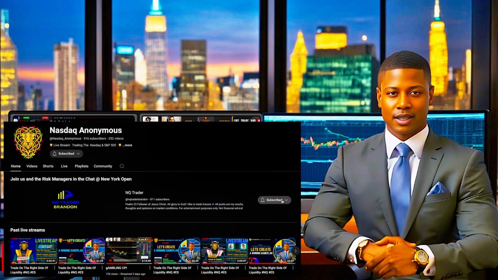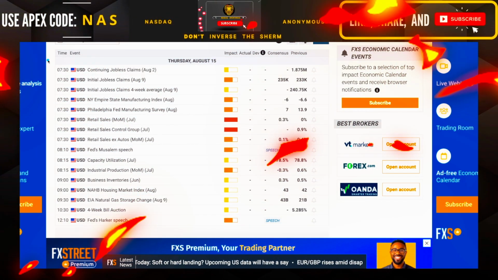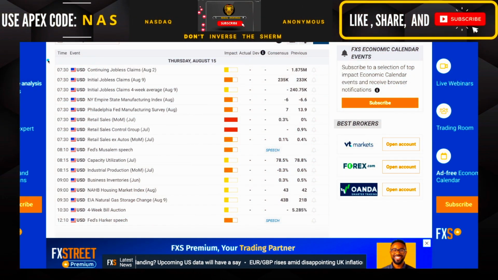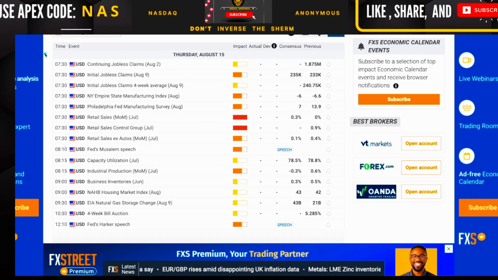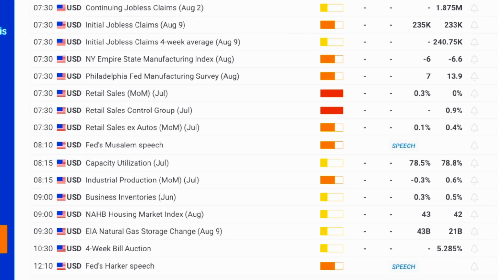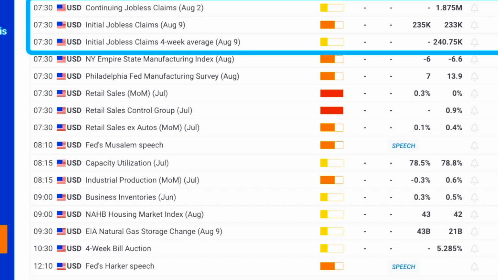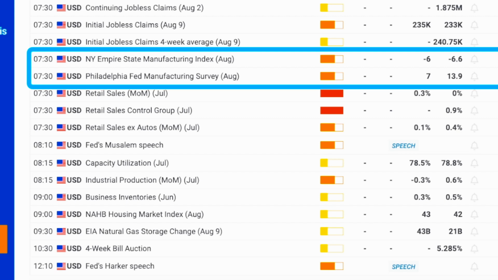And with that said, let's jump into the charts now. This is tomorrow's data, and be mindful that all times are not Central Time. And we have a big block of news scheduled for tomorrow, so let's jump into it. At 7:30, we have a big block of news with a focus on continuous and initial jobless claims, the New York Empire State Manufacturing Index, and the Philadelphia Fed Manufacturing Survey for the month of August.